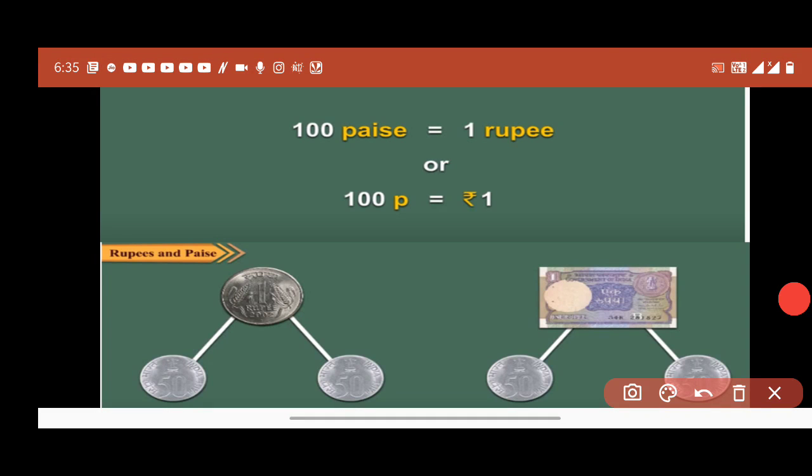Children, always remember that 1 rupee is equal to 100 paisa or 100 paisa equal to 1 rupee. It means that a 1 rupee coin is equal to 100 paisa. Okay? And how do you get 100 paisa? Just see, if you add two 50 paise coins, how much is it? 100 paisa. So, if I say that 1 rupee coin is equal to two 50 paise coins, then what is it? Yes, it means that 1 rupee equal to 100 paisa.